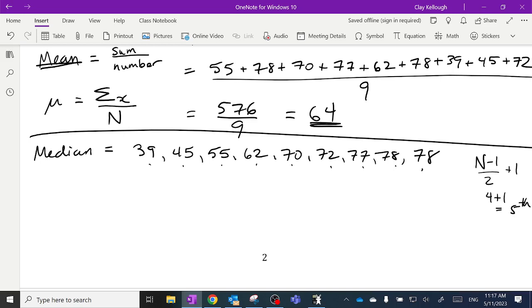Another way you could do it is to just sort of count. It's not that one, it's not that one, it's not this one, and so on. Count from both ends until you hit the middle. So the answer for the median is 70.